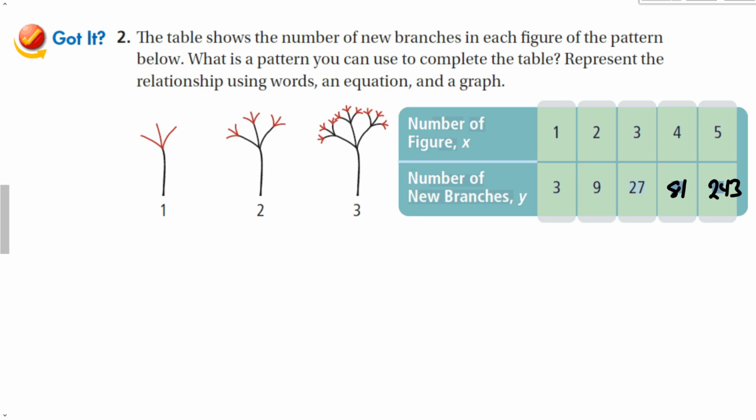Well, what I realize is that this one is three to the first. Right? I'm taking one branch and I'm multiplying it, making three times to it. This one is three squared, which would be 1, 2, 3, 4, 5, 6, 7, 8, 9. This one would be three to the third. So the pattern here is going to be y is equal to 3 to the x power. So that would be 3 to the fourth is 81, 3 to the fifth is 243.